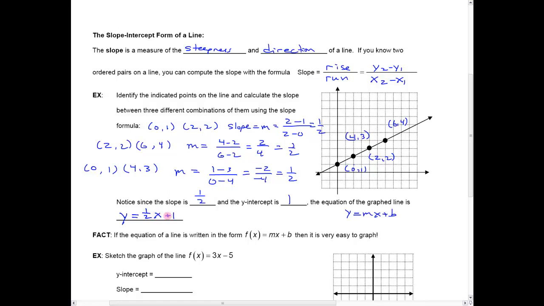1/2 of 6 is 3. 3 plus 1 does give you a y value of 4. So that point, that ordered pair, satisfies that equation. 4, 3 would also work. 1/2 of 4 is 2. 2 plus 1 is the y value of 3.